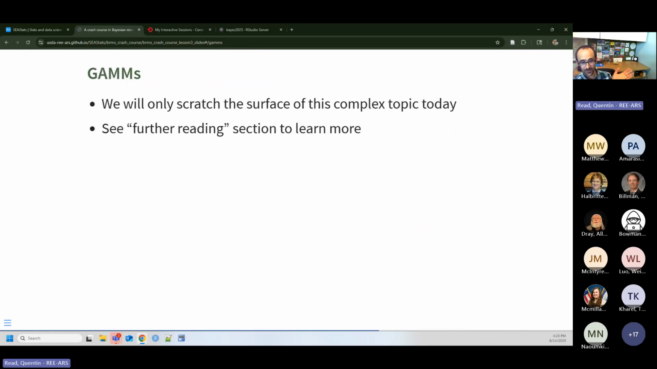I've put some resources for further reading in the lesson text if you want to learn more. Again, I'm just giving you very big picture stuff right now.